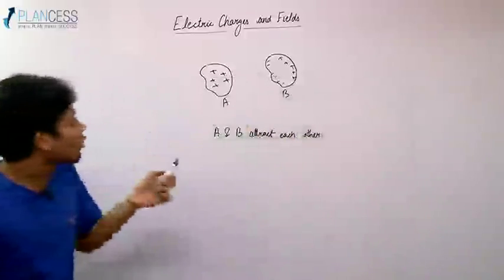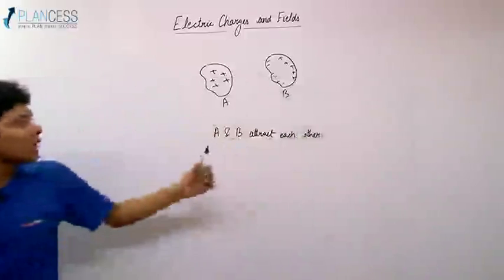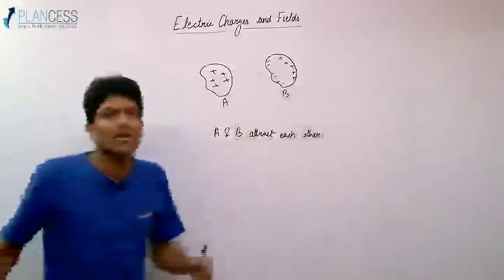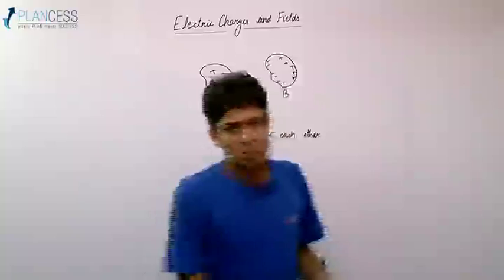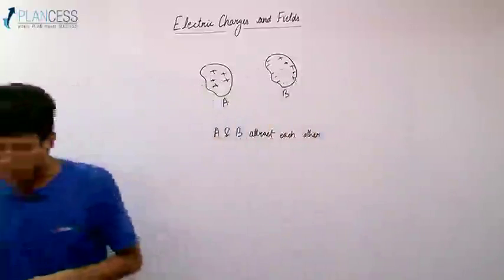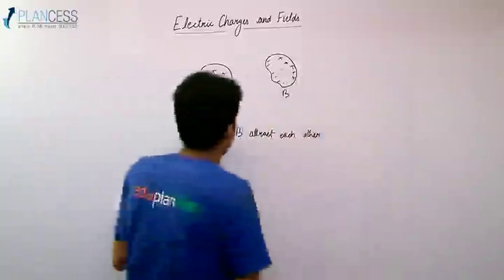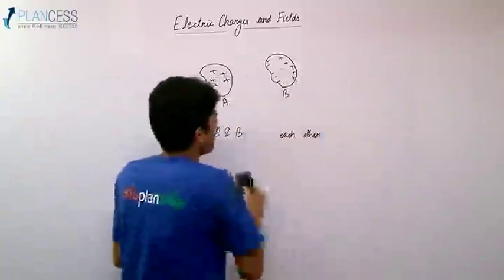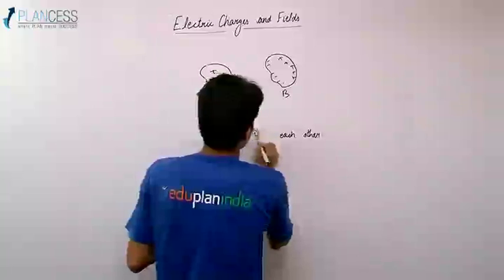So from this statement we can only infer that one of the bodies has to be charged, and the other may be charged or may not be charged. But let's say the statement given is that A and B repel each other.